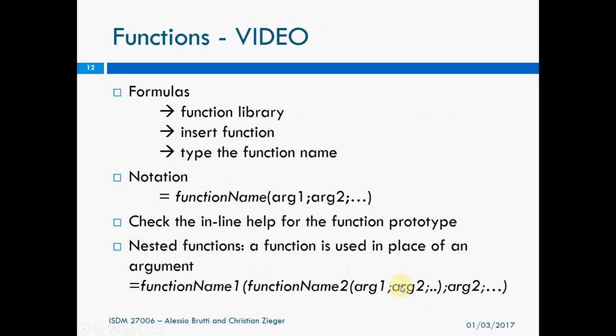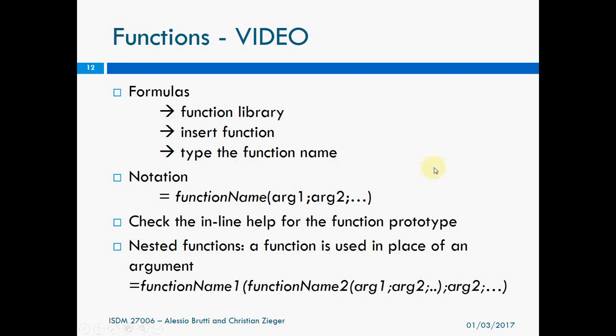This slide deals with the functions. In particular, there are three different ways to insert a function inside your Excel worksheet. One is using the function library, and from here you can select from the different categories the function you need. You can click the insert function button, or you can directly type the function name inside the cell.